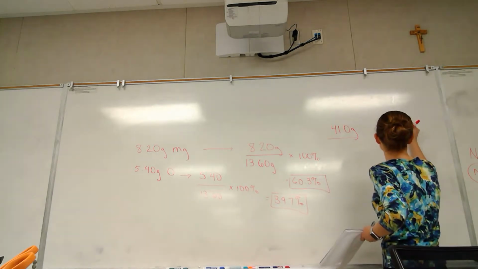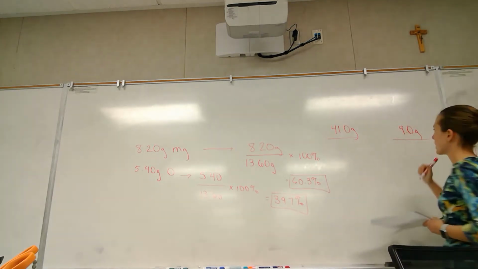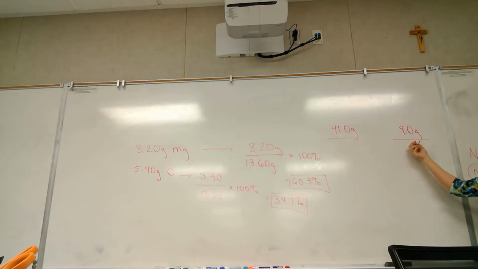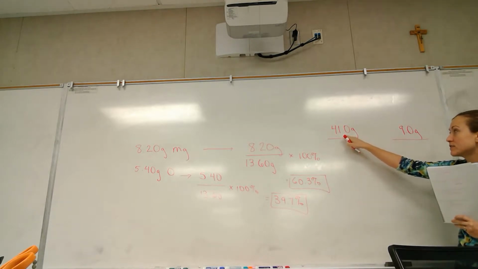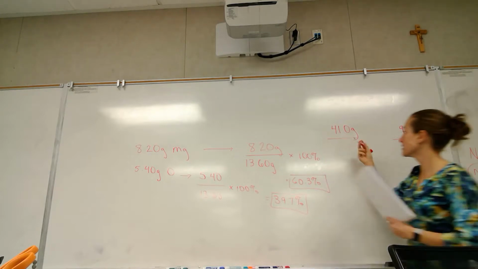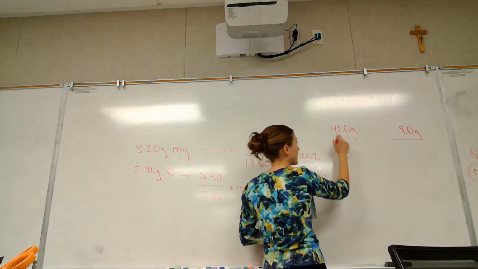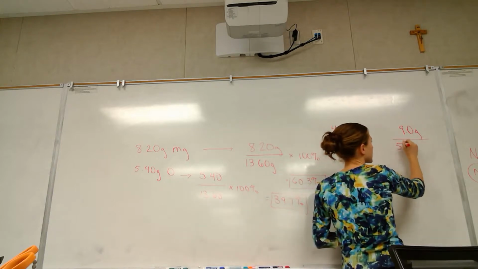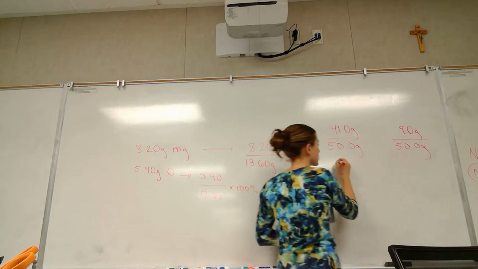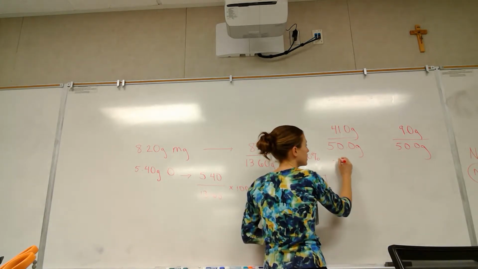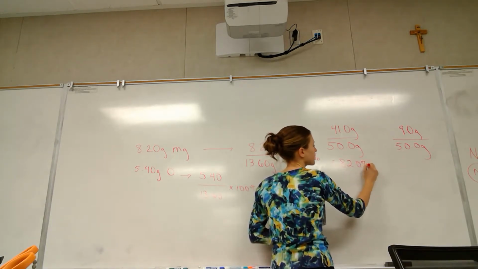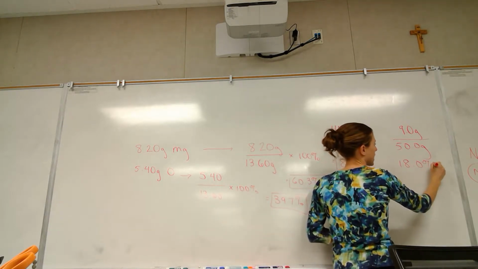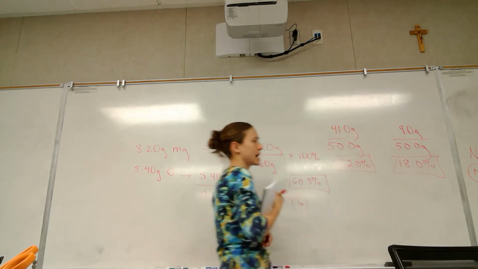And then I have 9.0 grams of hydrogen. To determine the percent that's due to nitrogen and the percent that's due to hydrogen, I need to take the mass of nitrogen and divide by the total mass, which is 50, because the total mass of ammonia is 50. Same thing here. Once you multiply by 100, you get 82.0% for nitrogen and 18% for hydrogen, because it needs to add up to 100%.